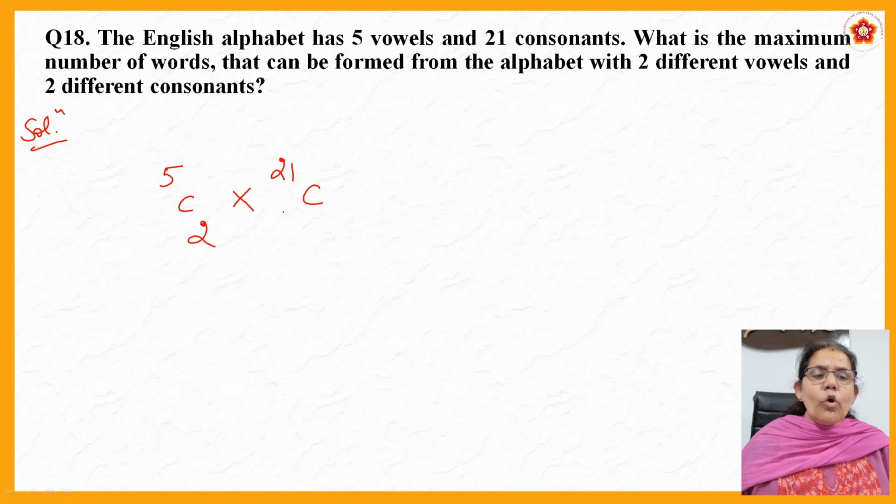Out of 21 consonants, how many consonants do we have to choose? Just 2 consonants have to be chosen. So we have chosen 2 vowels out of 5, and 2 consonants out of 21. So 4 alphabets have been chosen.